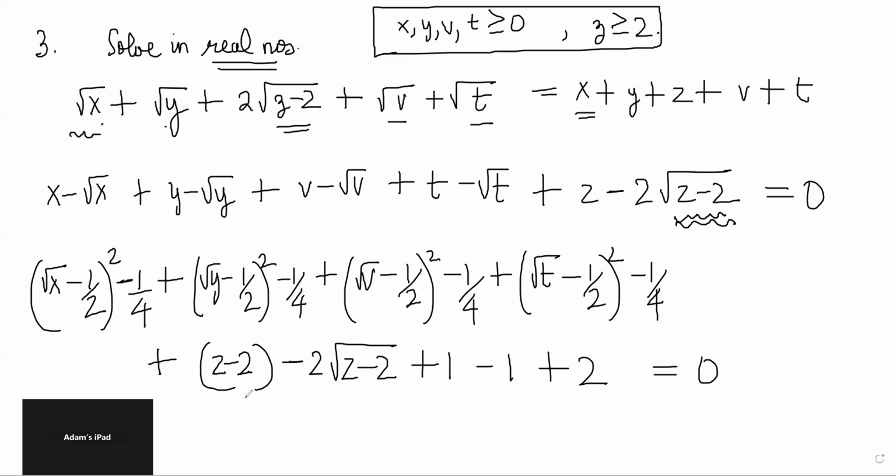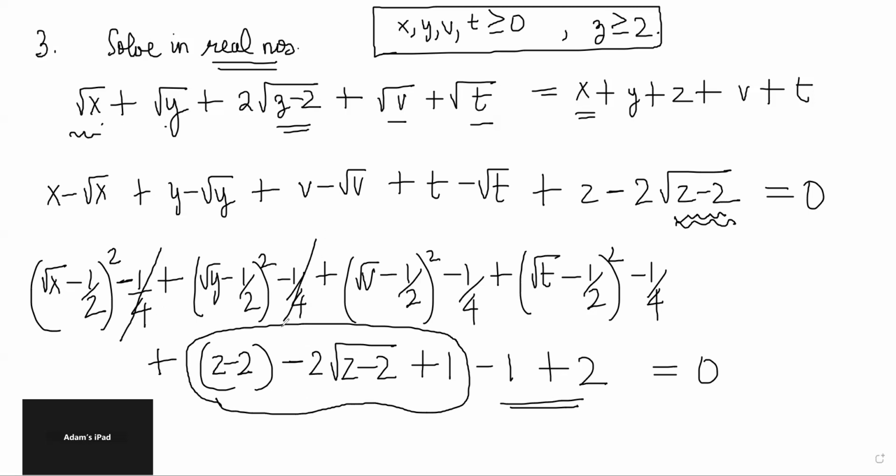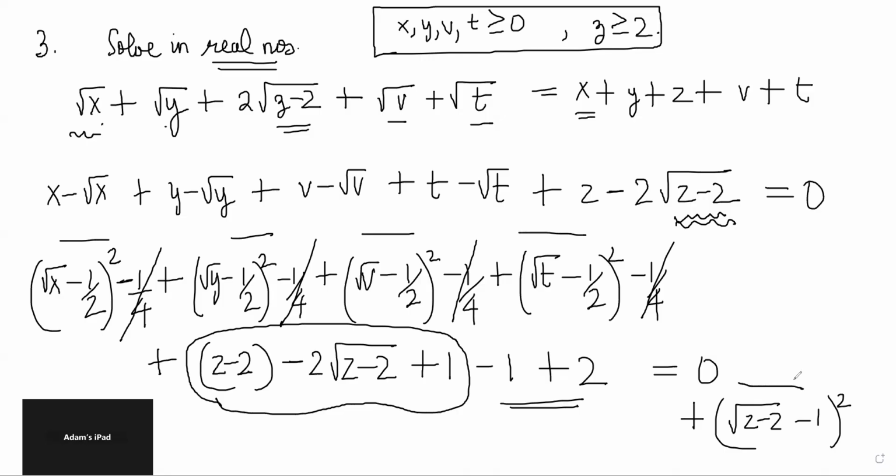So now notice that these three become a perfect square, but what is left here? Plus 1. And what happens to that plus 1? It gets cancelled with these four. And I'm getting a perfect square here. The perfect square here is root over z minus 2 minus 1 whole square, right? So now you have the sum of 5 perfect squares. It is equal to 0. So all the values are going to be simple.